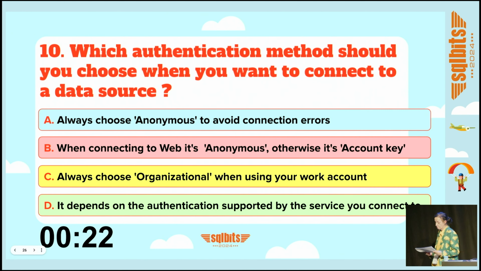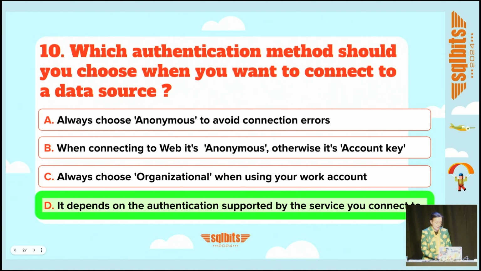Which authentication method should you choose when you want to connect to a data source? A, always choose anonymous to avoid connection errors. B, when connecting to web, it's anonymous and otherwise it's account key. C, always choose organizational when you use your work account. Or D, it depends on the authentication method supported by the service you connect to. It's D. Everybody's got that correct.